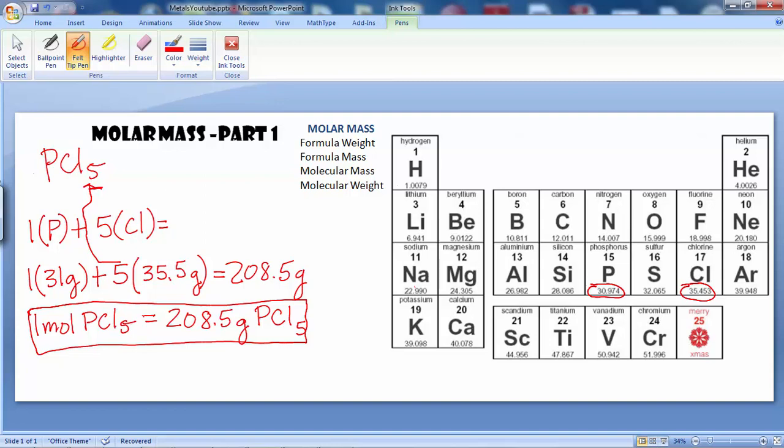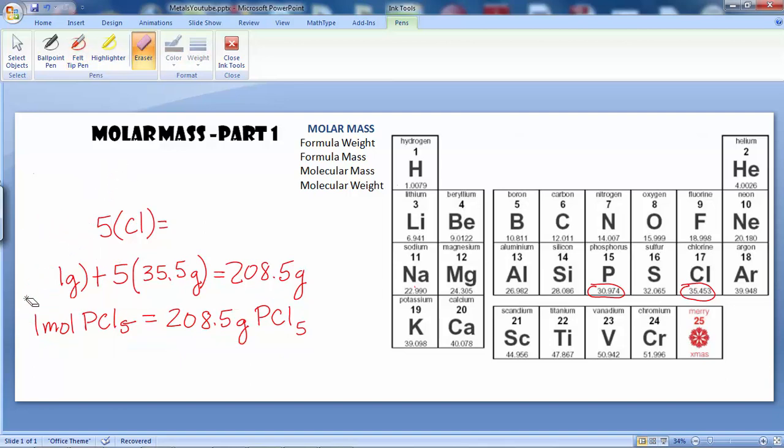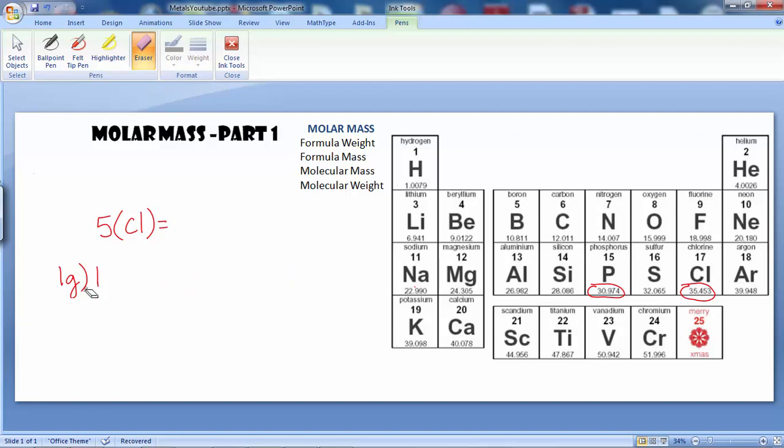Okay, let's try another problem. So one thing that you should pick up on is that you will need a periodic table to calculate the molar mass. You will need a periodic table to calculate molar masses. Okay, let's try this compound.